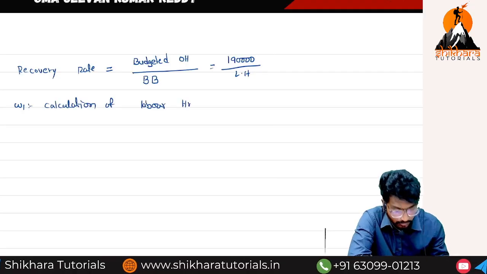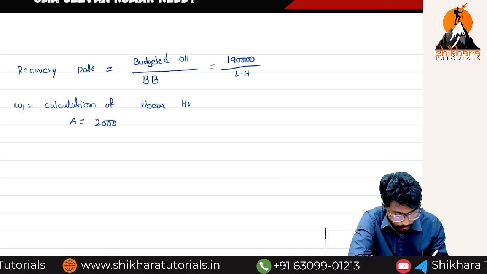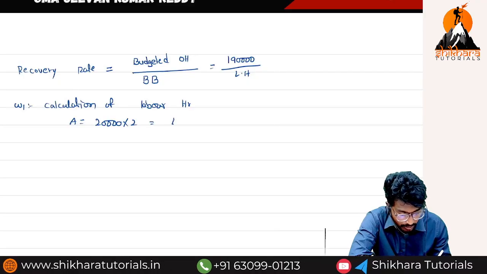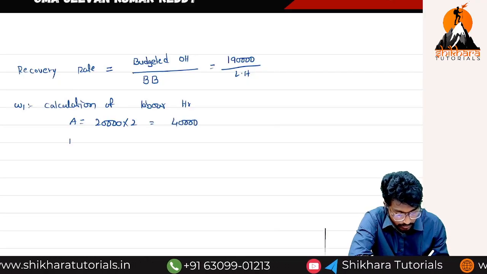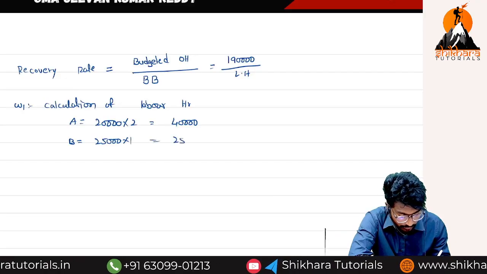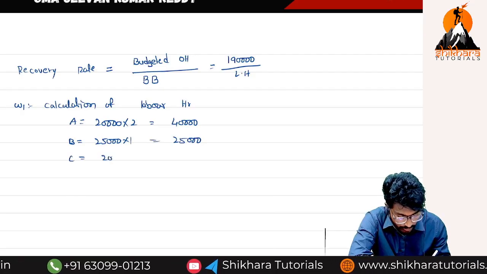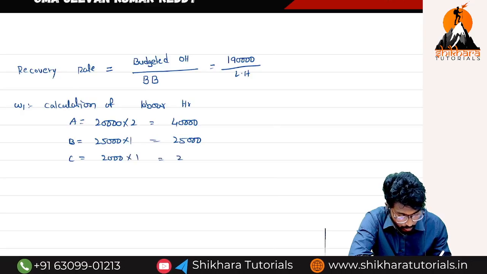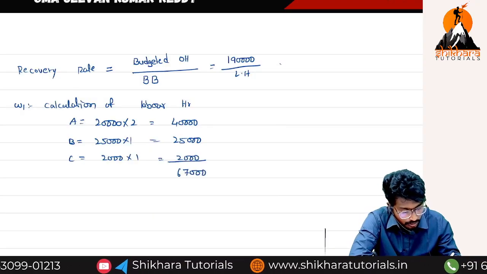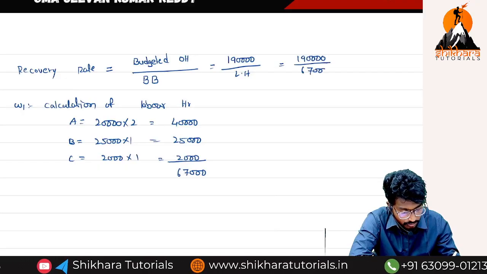labor hours. So for product A, how many units? 20,000 into how many hours per unit? 2 hours. That is nothing but 40,000. Next for B, 25,000 into 1, 25,000. For C, 2,000 into 1, 2,000. Now total labor hours is how much? 67,000. 1,90,000 divided by 67,000. How much?